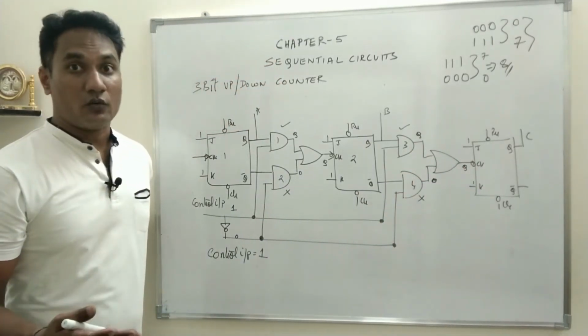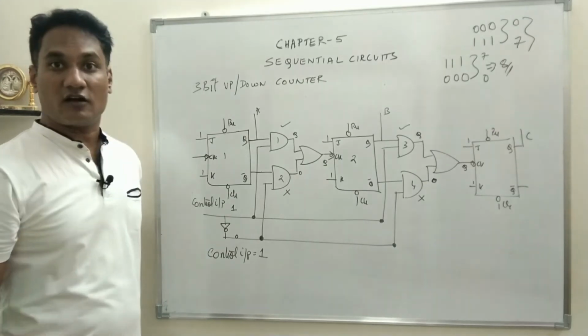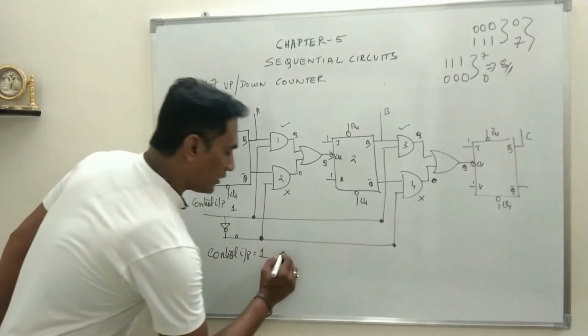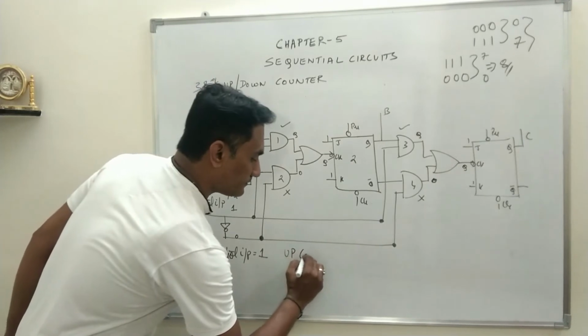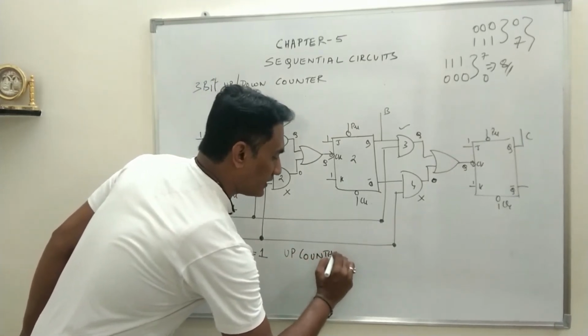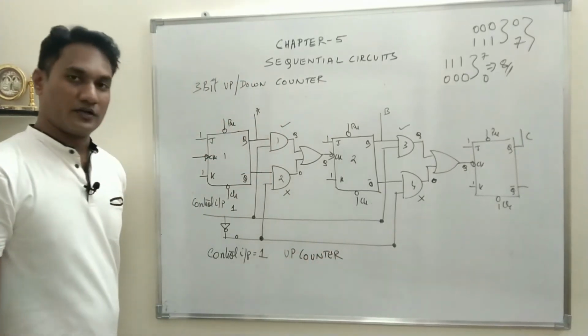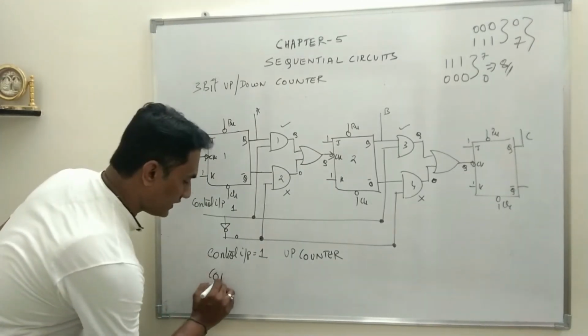And you already know that when Q output is connected as clock input for the next stage, the counter works as up counter.